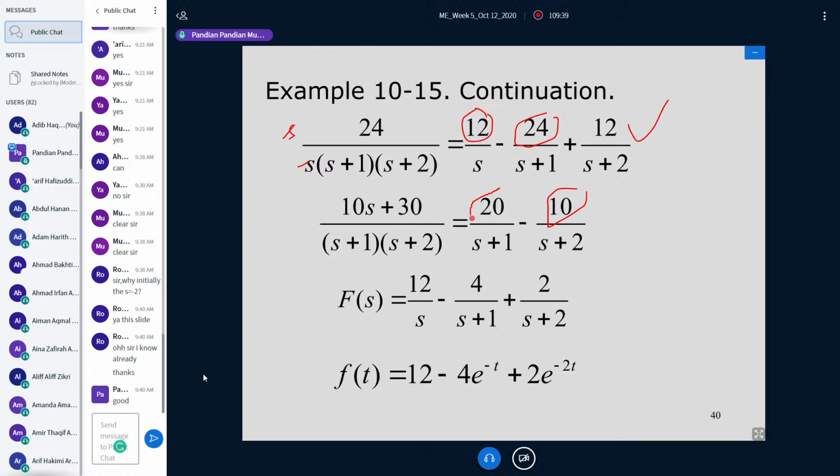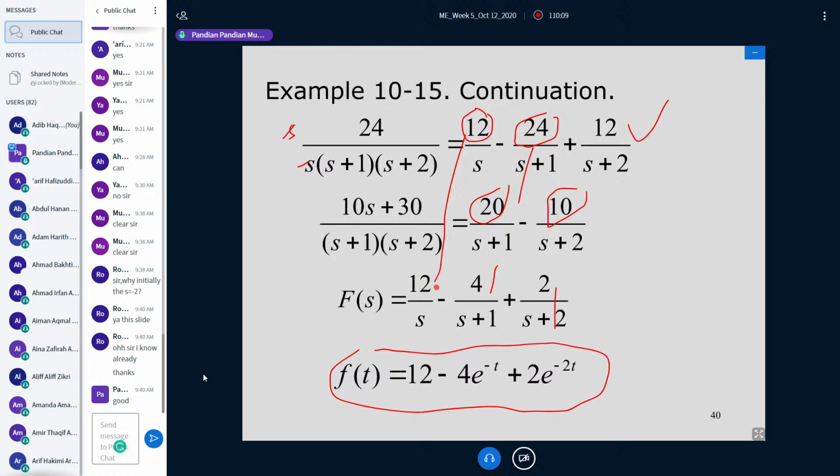Here 20. Now your F of s, this plus this, right? So 12 over s, this one comes here. And this one, minus 24 plus 20, minus 4, over s plus 1. So these two combine, you get this. This one combine this, 12 minus 10, 2 over s plus 2. But this one, inverse Laplace.